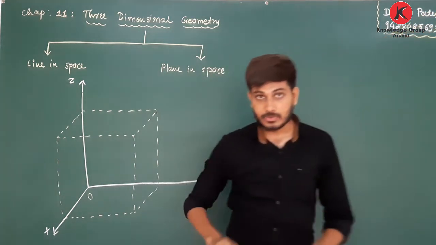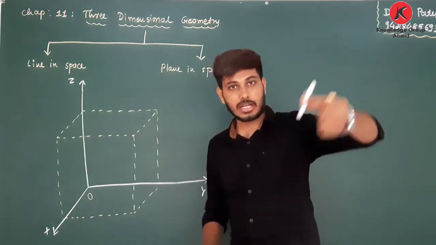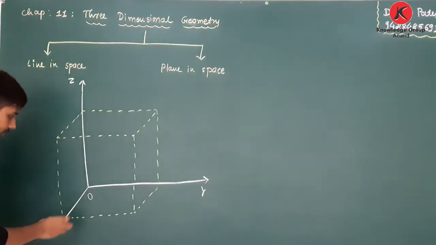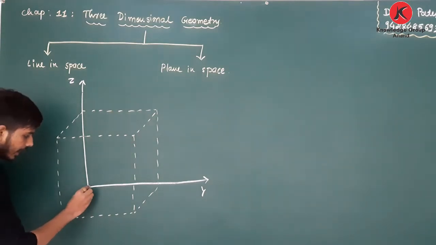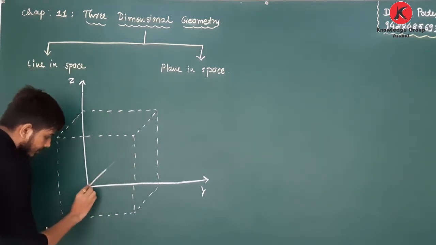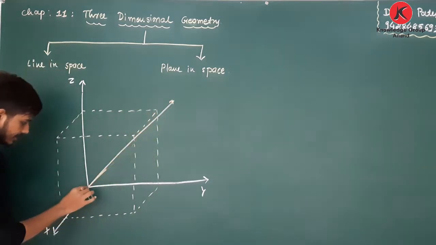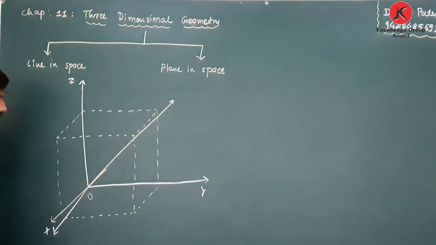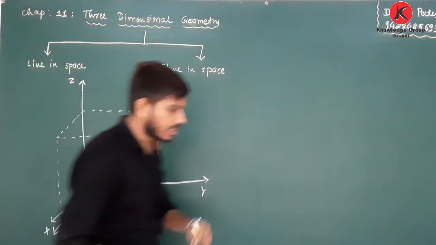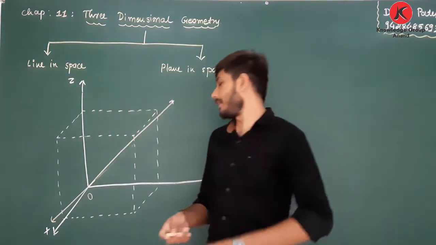Now I am taking one line in space, like this is your line. So this line makes some angles with the positive directions of the x-axis, y-axis as well as z-axis.